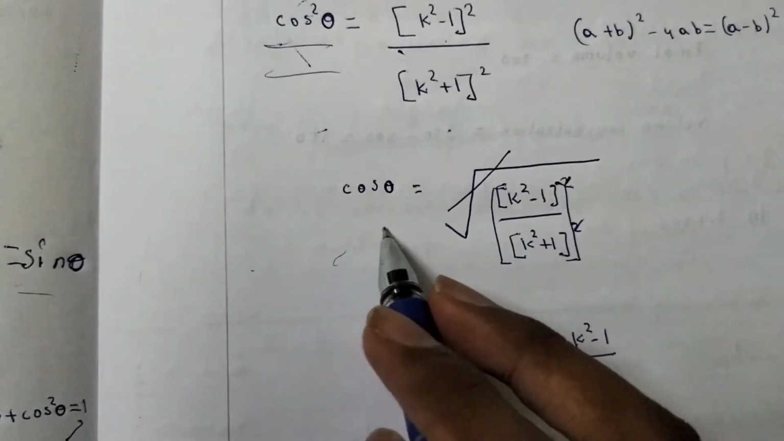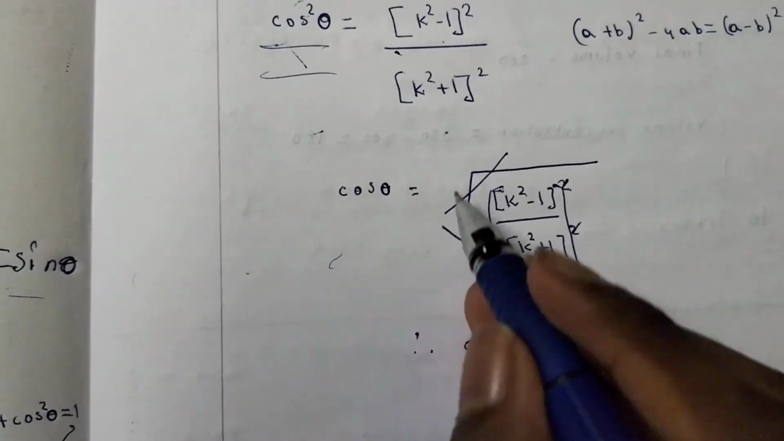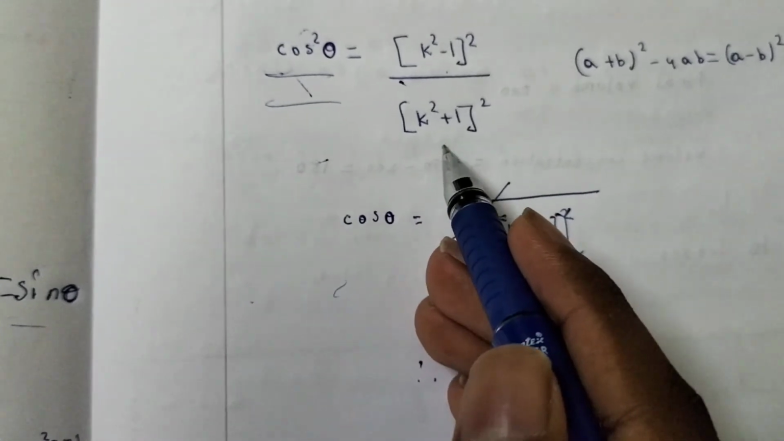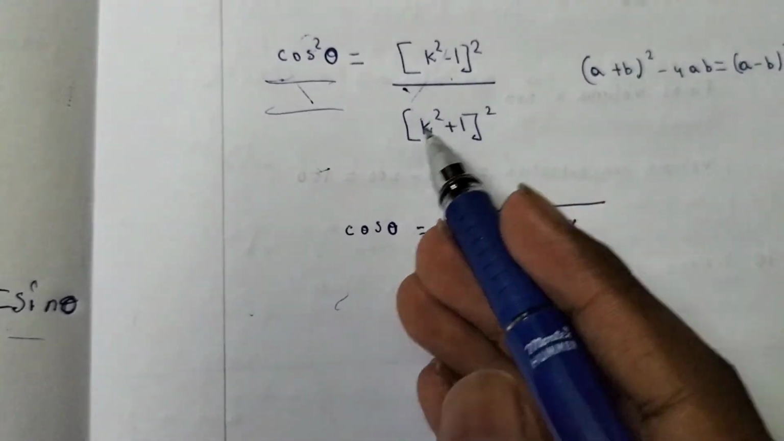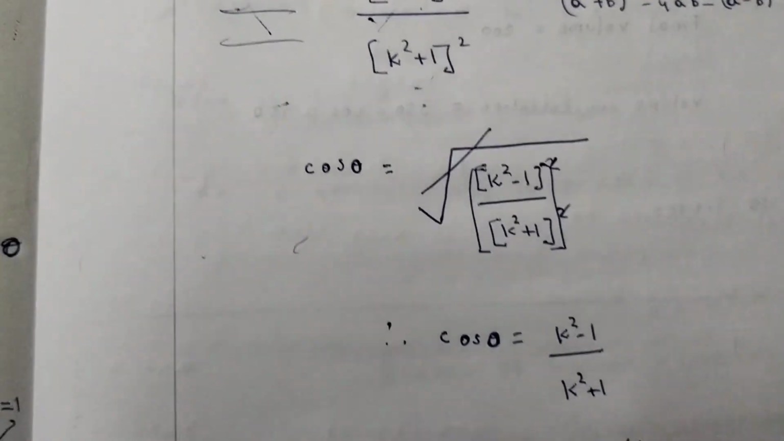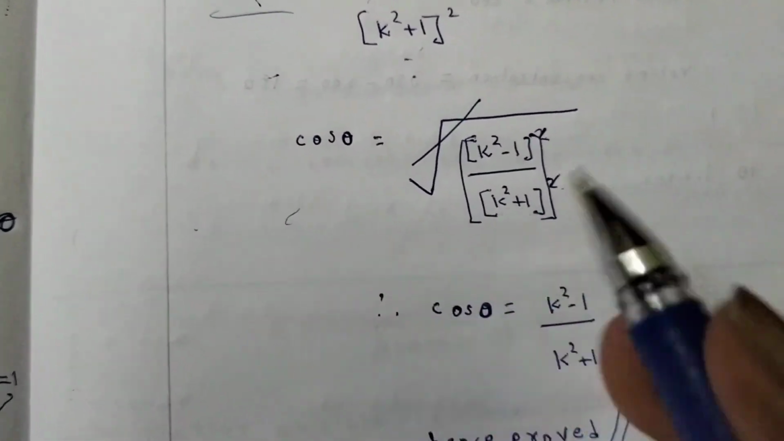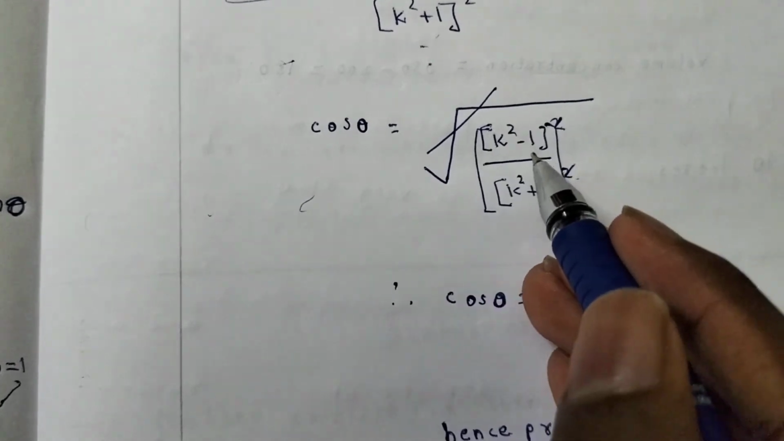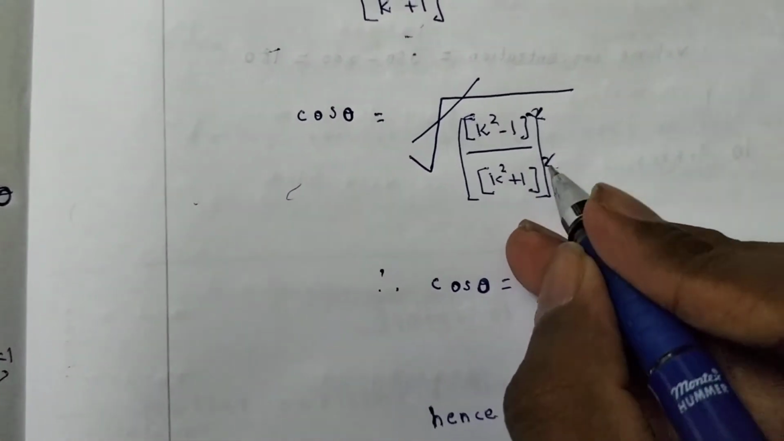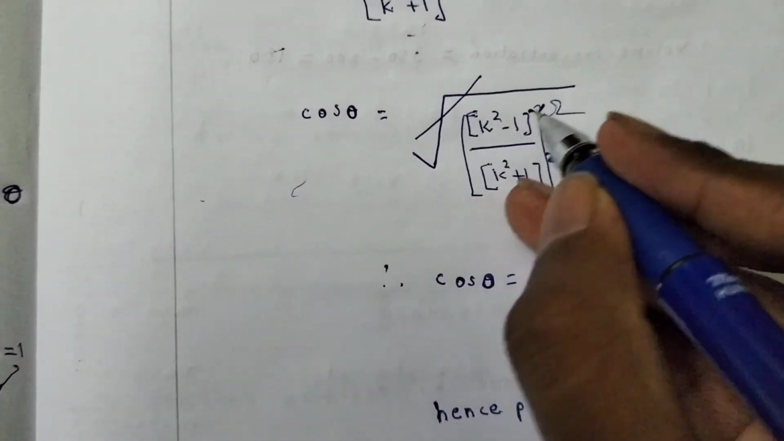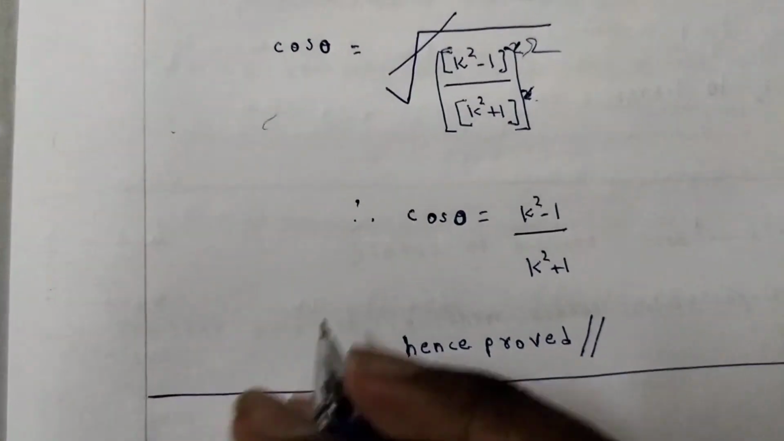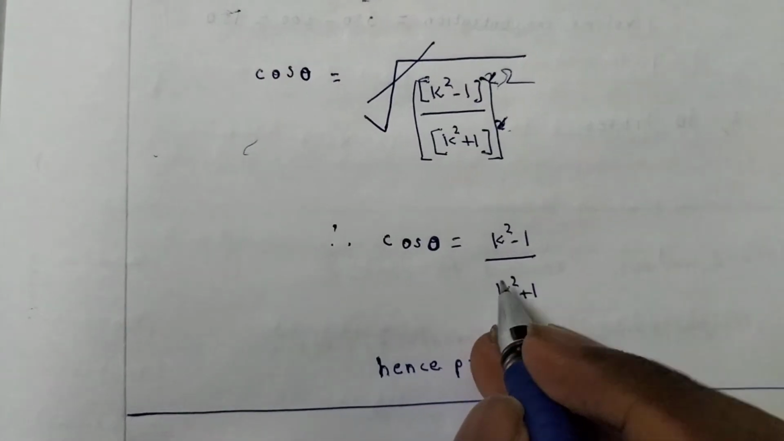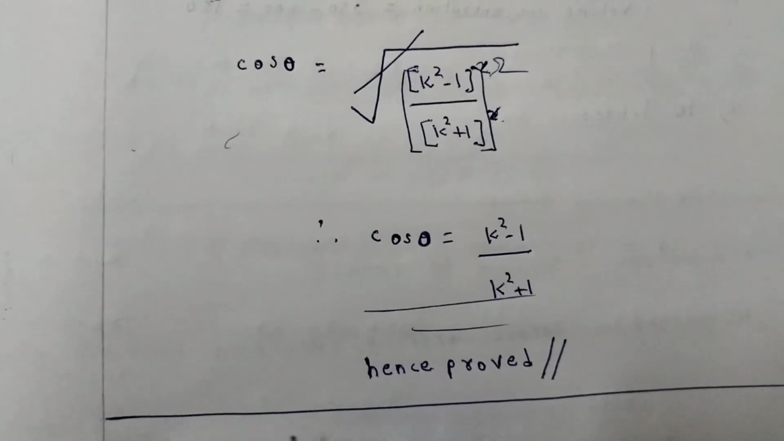So now write cos theta. Cos theta means the square will be cancelled. Numerator has a square and denominator also has a square, so write together whole square, then it becomes cos theta is equal to square root of ((k square minus 1) by (k square plus 1)) whole square, so root and square will be cancelled. So cos theta is equal to (k square minus 1) by (k square plus 1). That we got, hence proved.